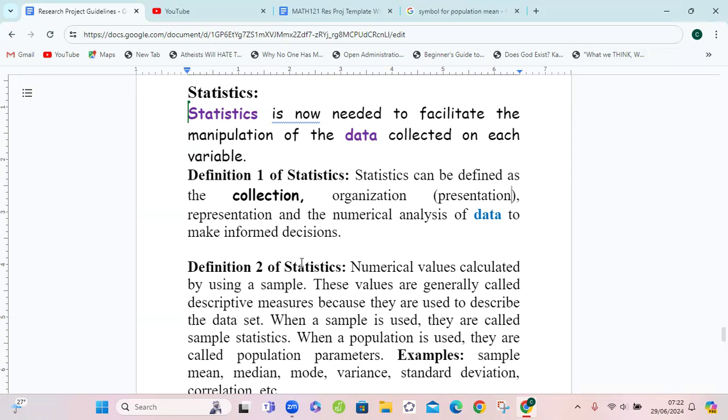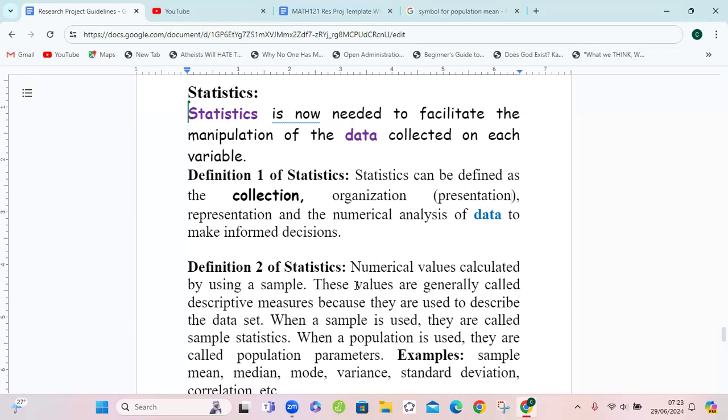Now, there's a second definition for the word statistics. It can be called numerical values calculated by using a sample. So in the numerical analysis, you'll be calculating values like the mean, the median, the mode, variance, standard deviation, etc. These numbers, if they were calculated using a sample, they in turn are called statistics. So whilst doing statistics, you will be calculating statistics. While performing statistics on a sample, you'll be calculating statistics in the numerical analysis part.